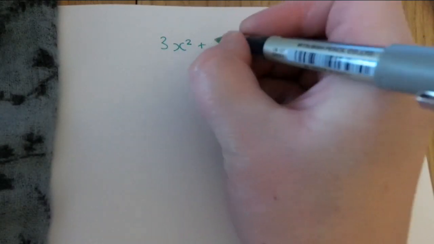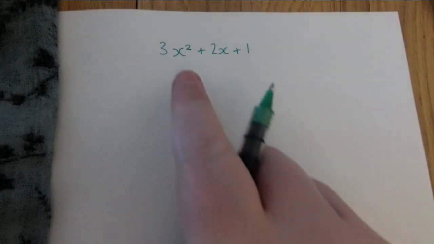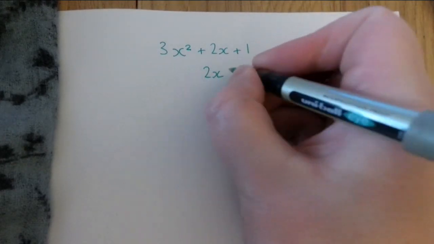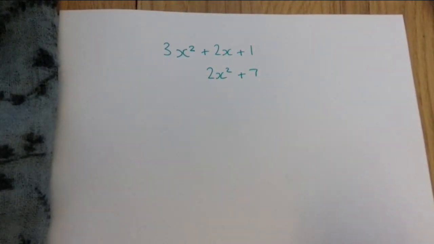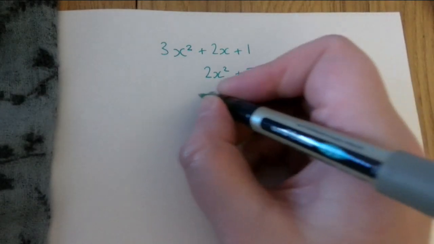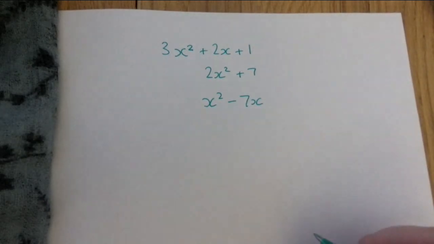So, for example, 3x squared plus 2x plus 1 would be a quadratic equation because x squared is its highest power. 2x squared plus 7 would also be a quadratic equation, as would x squared minus 7x. All have x squared in as their highest power, so they are all quadratic.